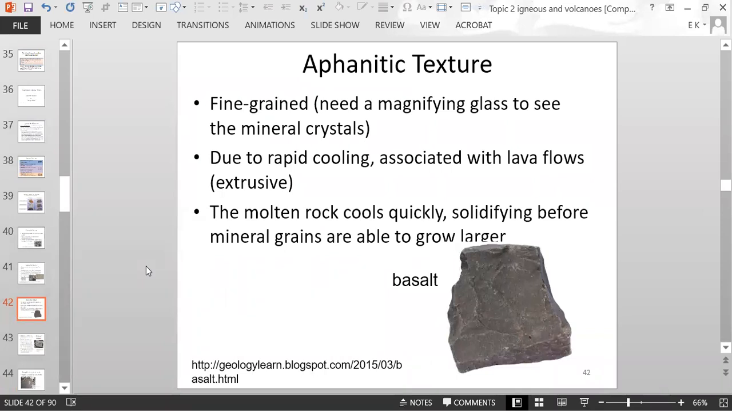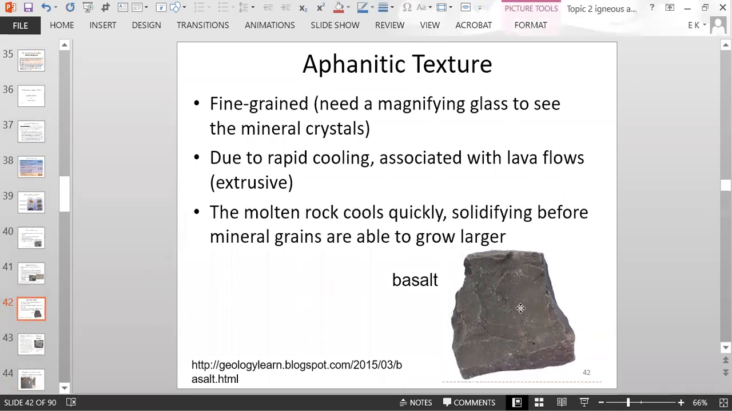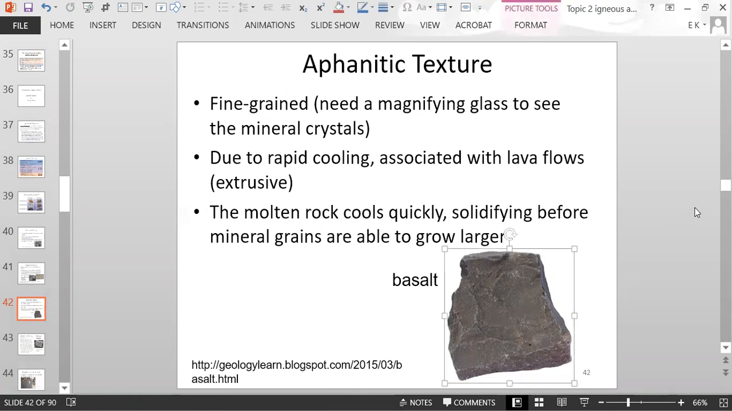Aphanitic texture is a fine-grained texture where you need a magnifying glass to see the mineral crystals. So here, you see this rock basalt, the crystals are very tiny. You don't really see them just by looking at the rock. Aphanitic texture is going to result from rapid cooling associated with lava flows. So these are extrusive rocks, where the molten rock cools quickly, solidifying before the mineral grains are able to grow larger.